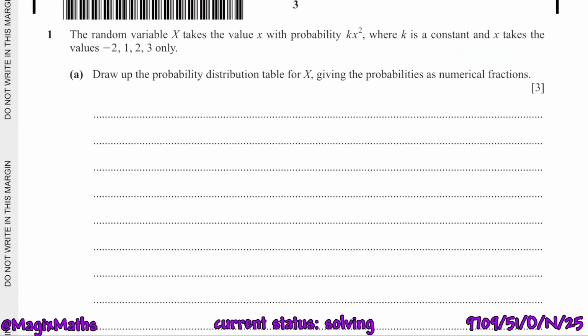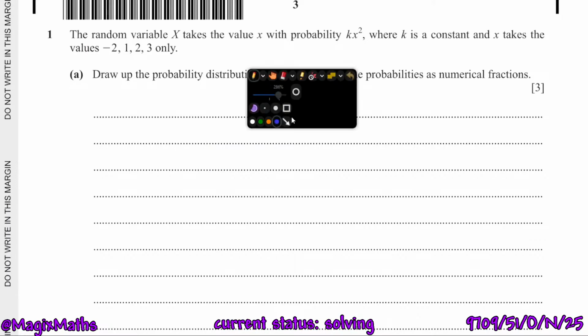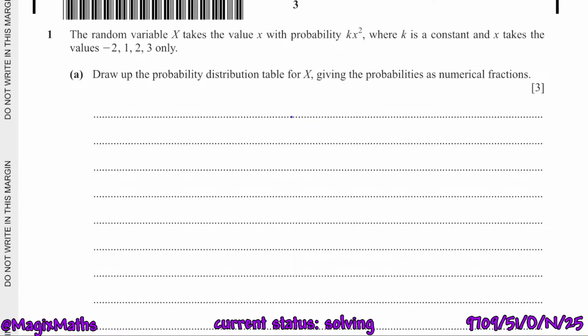The first question. Mind you, I actually haven't been doing my revision. So let's just get on with it.